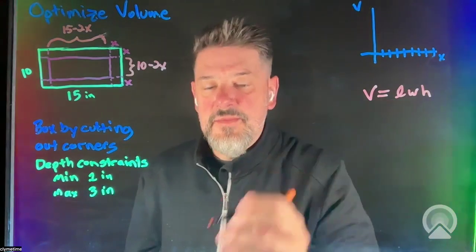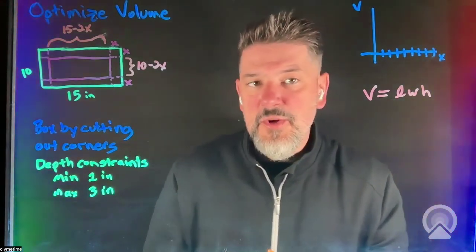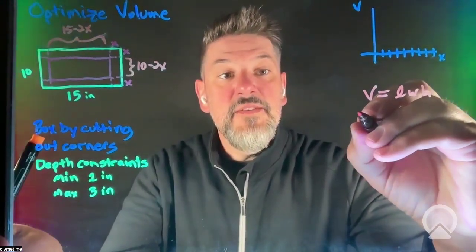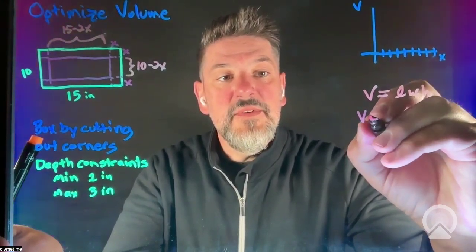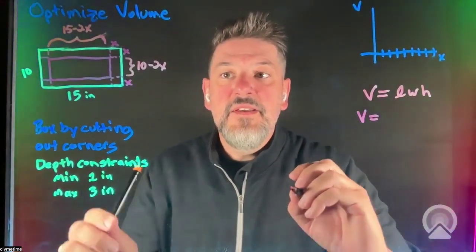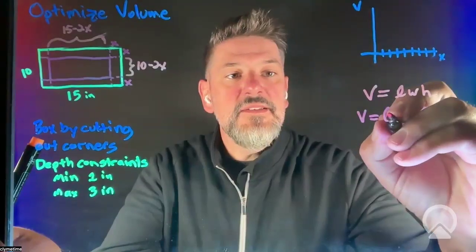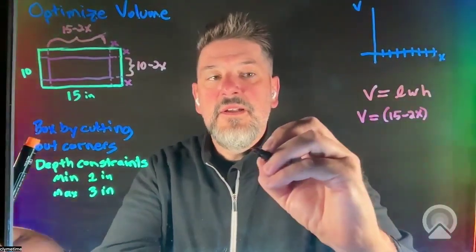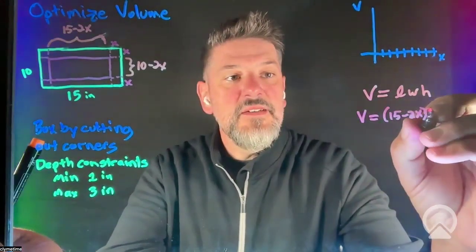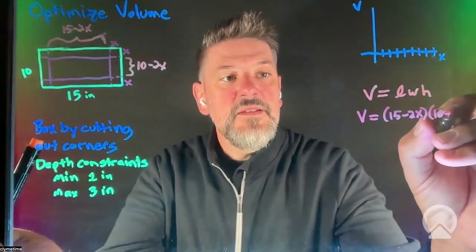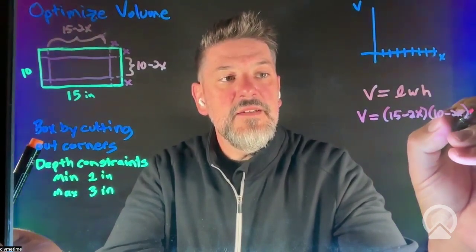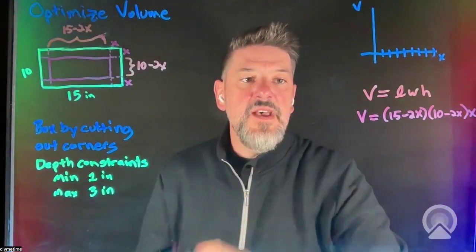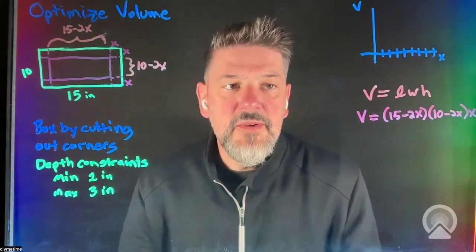So height is going to be X. So now I can create an equation for volume with one variable, because that's what you want. You want it in terms of one variable. So the volume is going to be the length, which is 15 minus 2X, times the width, which is going to be 10 minus 2X, times the height, which is going to be X. So now I have an equation for volume in terms of one variable.